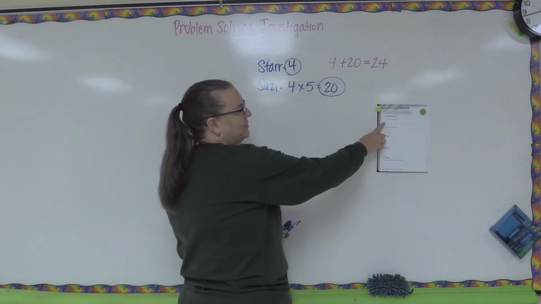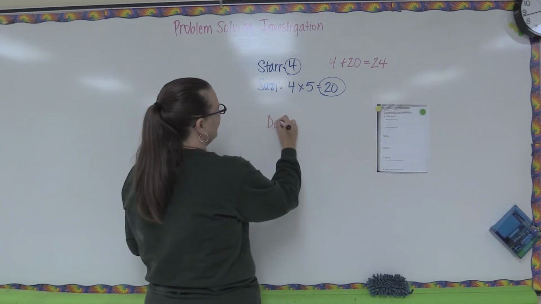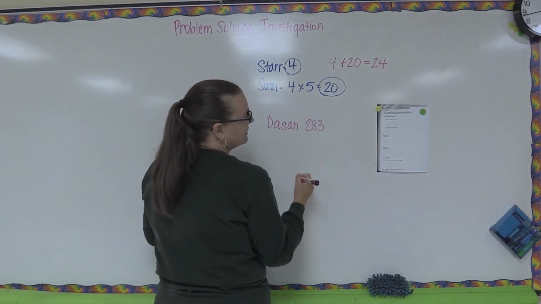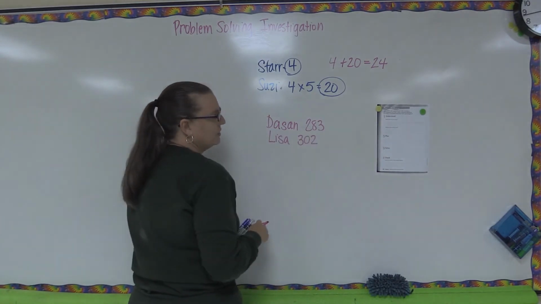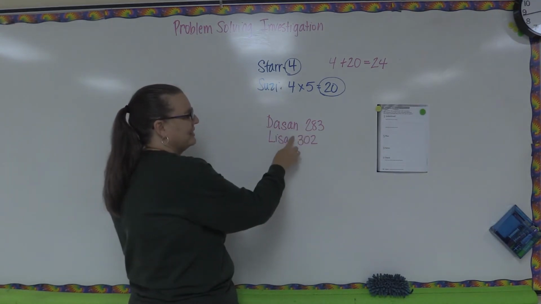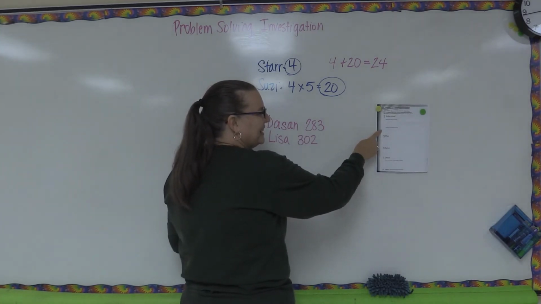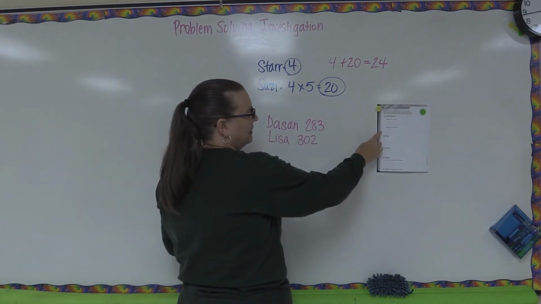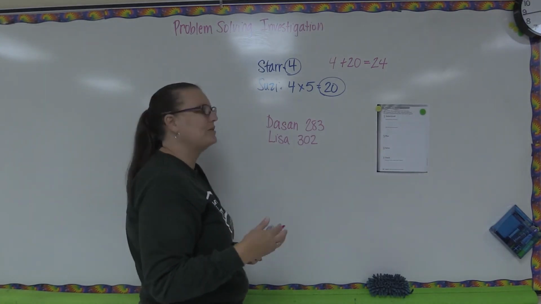So step number 1 is what facts do we know? Well, we know that Dason delivers 283. And we know that Lisa delivers 302. So because the problem asks us to be thinking about an estimate, I'm already thinking in my head, how can I estimate these numbers? For the second part of part 1, we need to find out how many newspapers they delivered altogether. So that's going to be our question here. What's our plan? Well, if we're talking about making an estimate, let's go ahead and use rounding to help us.